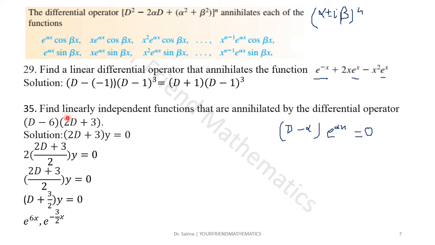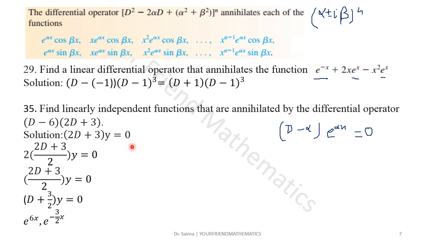Question number 35. Find linearly independent functions that are annihilated by the differential operator. Here we need to find functions and the differential operators are given: D minus 6 and 2D plus 3. We will use the linear form D minus alpha. The first one is D minus 6, which looks the same as D minus alpha. So here alpha is 6. So the function is e raised to power 6x, which is annihilated by D minus 6. So we write here e raised to power 6x.